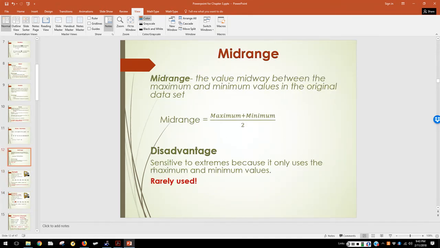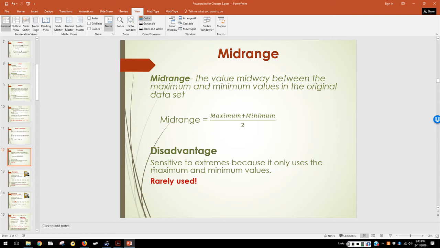The mid-range, as we learned last class, is the value that's midway between the maximum and the minimum data values in the original data set. You add the maximum to the minimum and divide by 2, similar to the way that we find the midpoint of a frequency distribution for each one of the classes. You add the largest to the smallest and divide by 2.